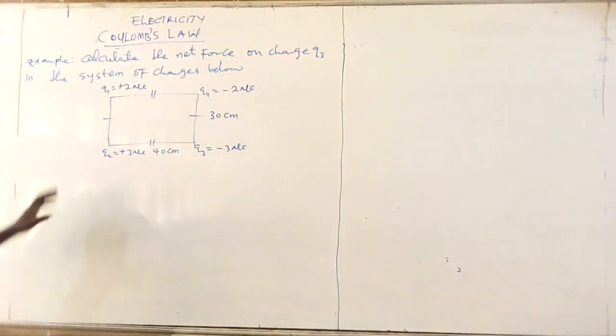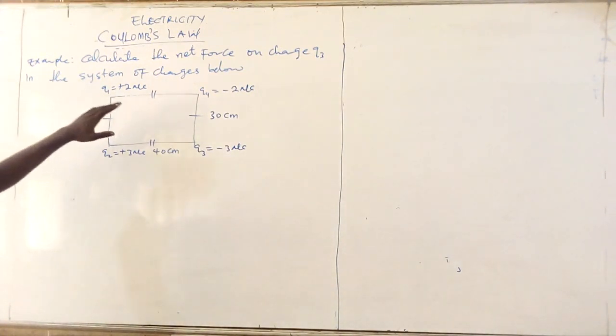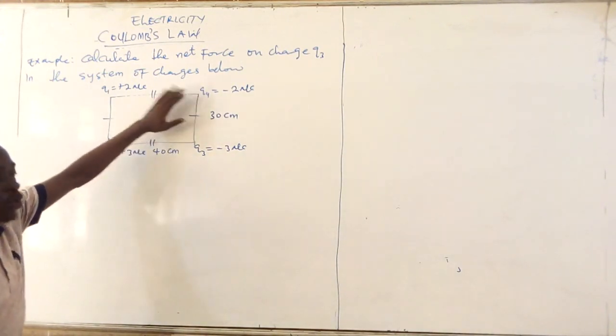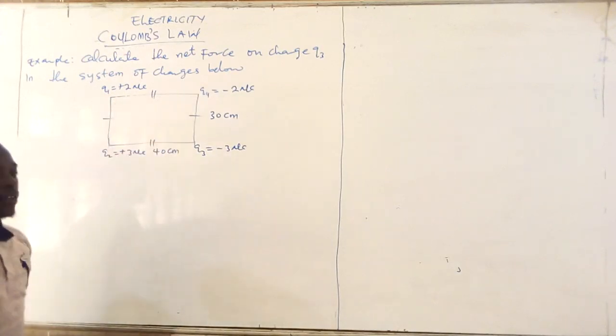Now let's assume we have this question, and we are asked to calculate the net force on the charge Q3 with respect to the neighboring charges, that is Q1, Q2, and Q4.